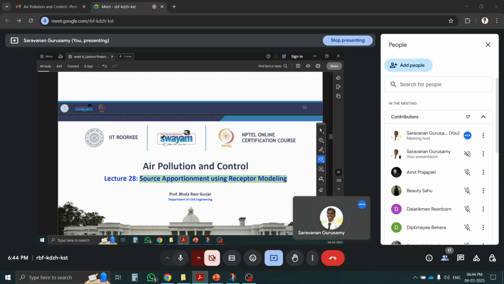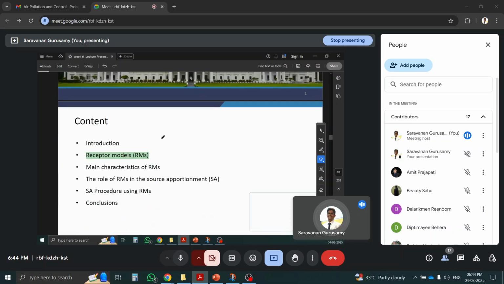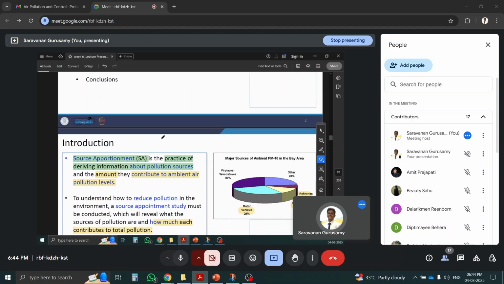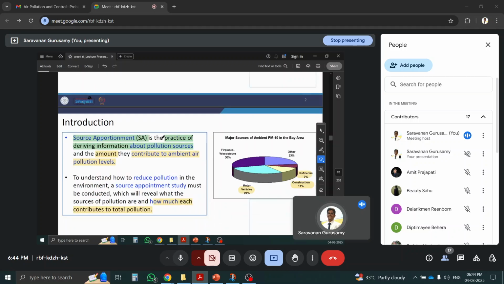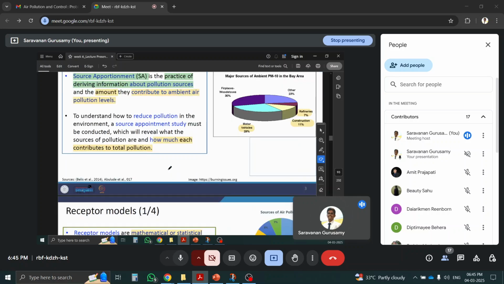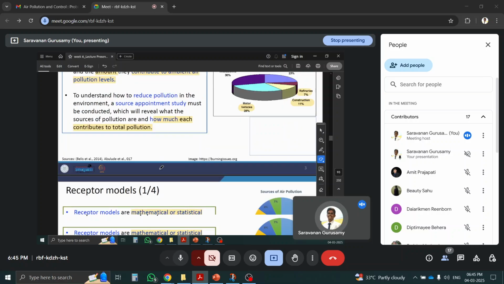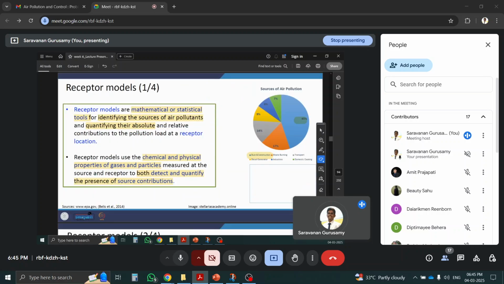Okay. So we are now going with the receptor model, that is the top-down approach, because it is the more common method. We are going to check in detail how to do receptor model source apportionment. Source apportionment, again, is the practice of deriving information about pollution sources and the amount that they contribute to ambient air pollution levels, how much each contributes to the total pollution. That pie chart is called source apportionment.